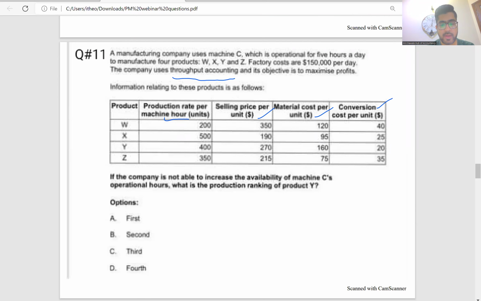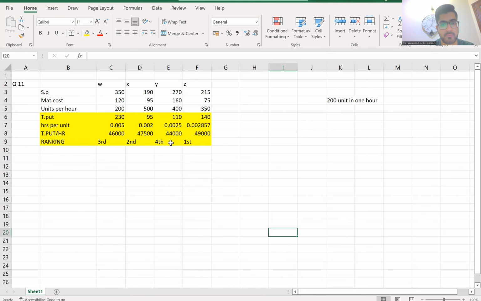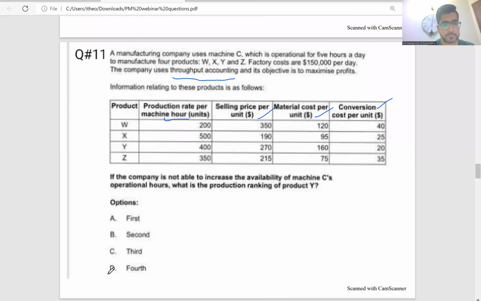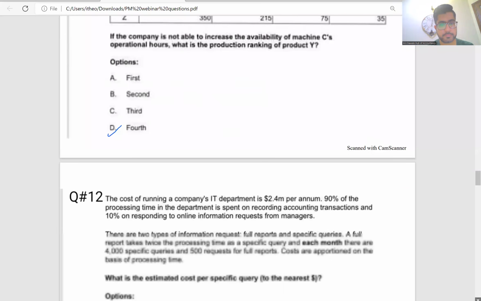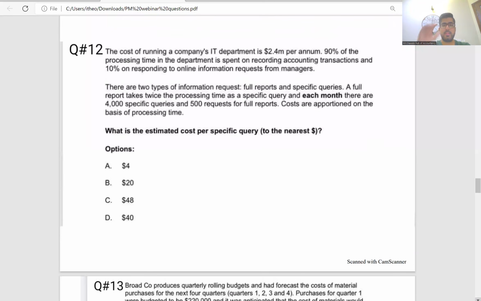What is the production ranking of Y? So I can see Y's ranking is 4th. Okay. This question is not related to any particular topic. It's a very easy general question. People always expect that everything will come just from the syllabus area. That's true, but general MCQs can come.